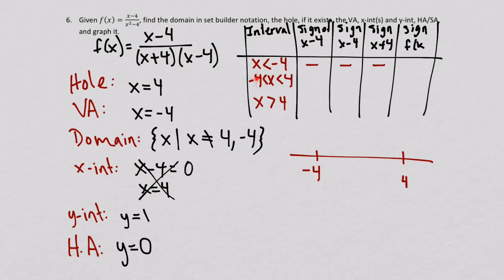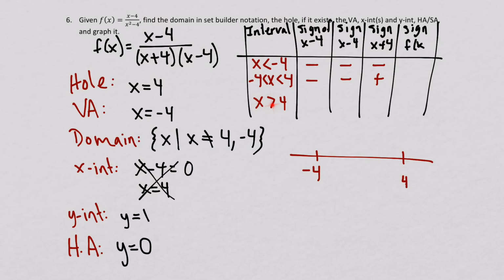So for the next interval, a number between negative 4 and positive 4. The easiest one I can think of is 0, right? So let's plug in 0 here, here, and here and see what sign we get. So 0 minus 4, that's going to be negative. 0 minus 4, that's going to be negative again. And 0 plus 4, that's going to be positive.